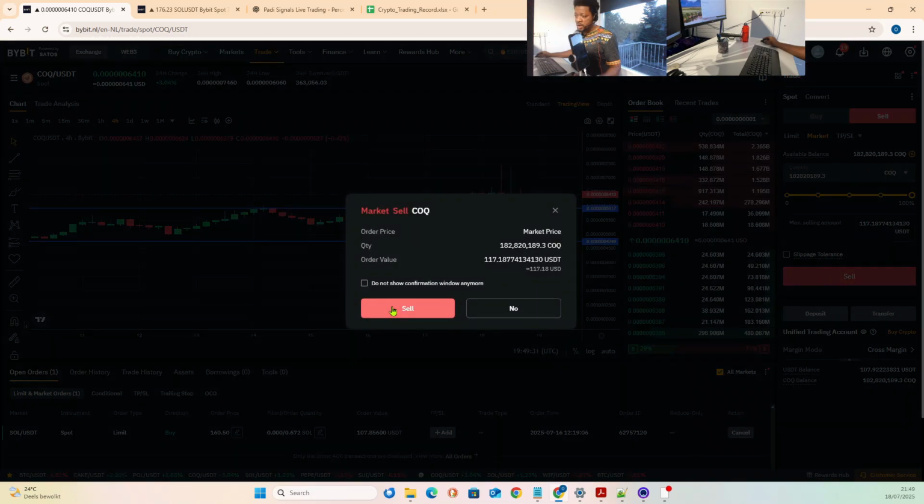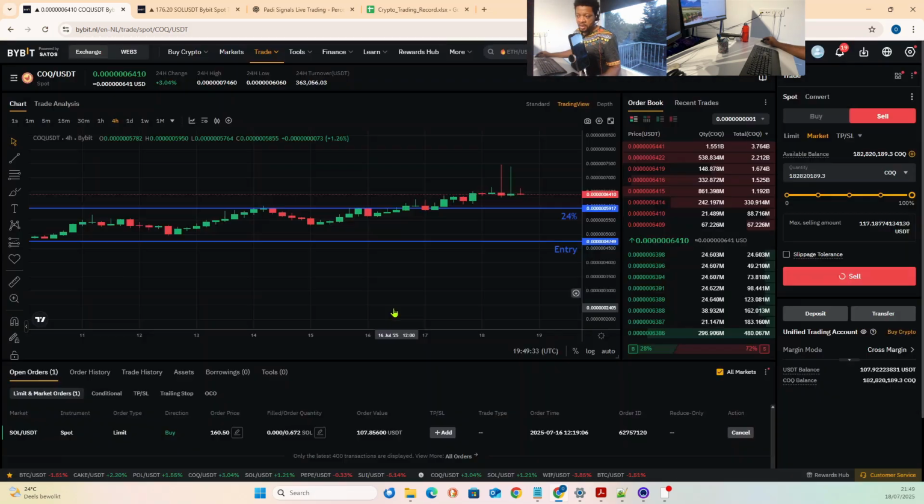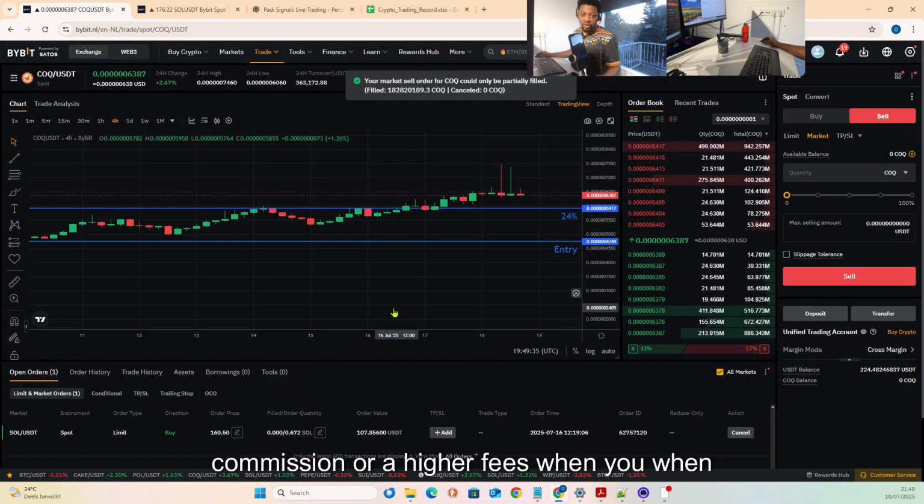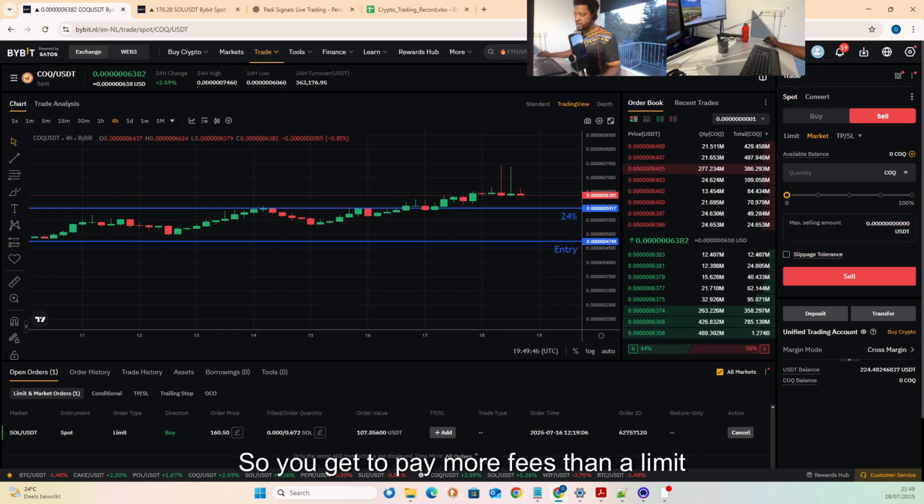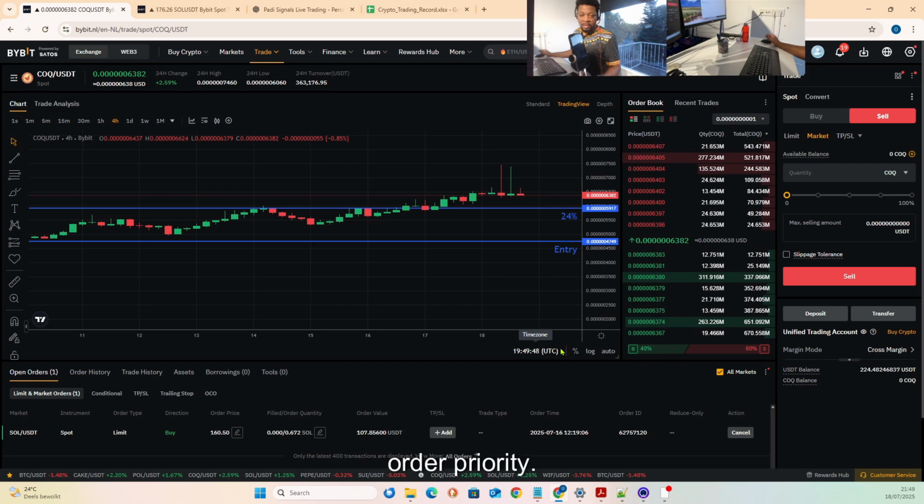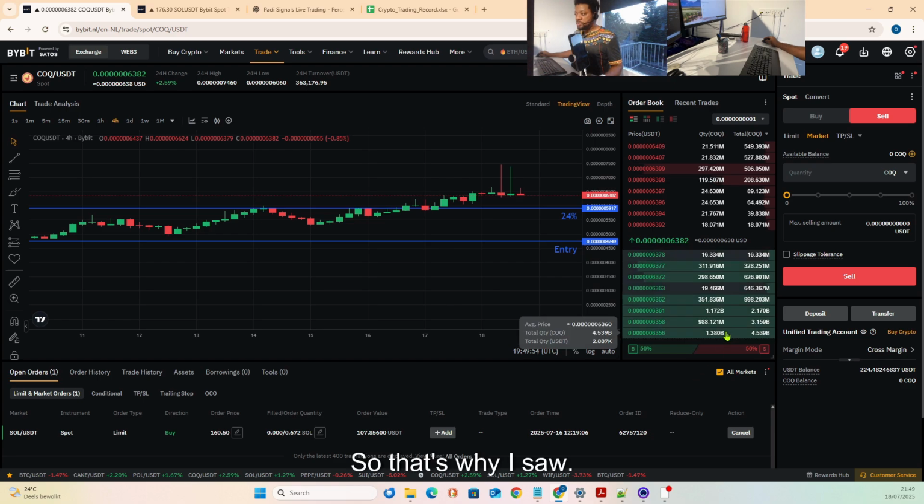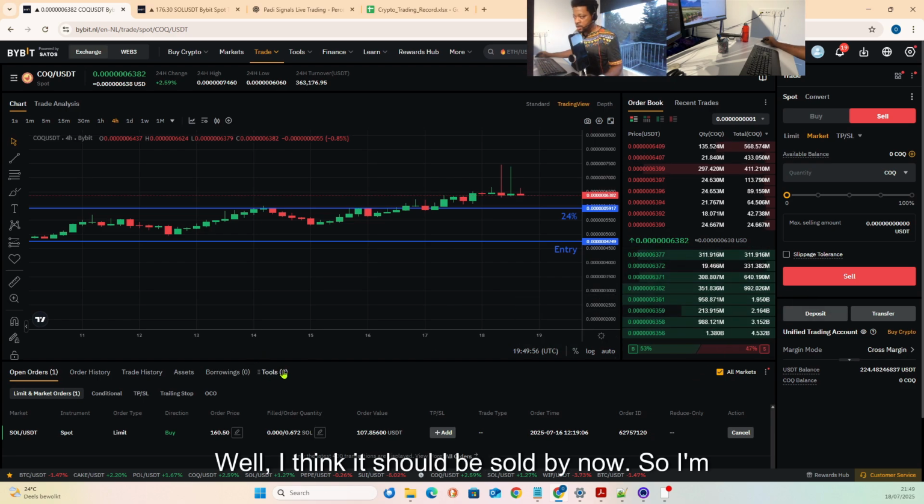But the thing you have to know is that there's always a higher commission or higher fees when you sell with a market order, right? You pay more fees than with a limit order, because market orders get priority. They put you in front of the queue. It sells the asset at the current price, right? So that's why. Well, I think it should be sold by now.